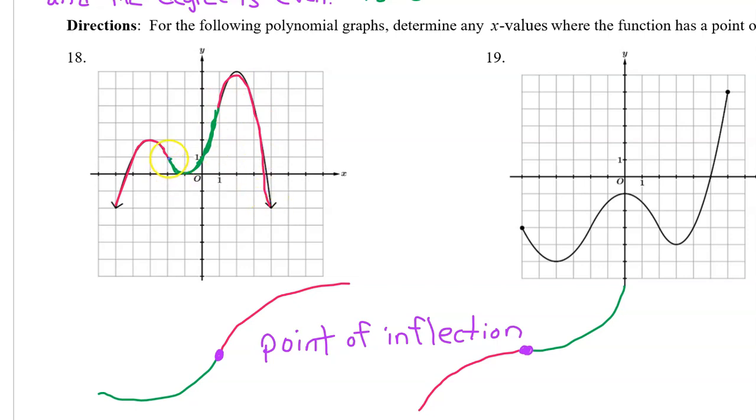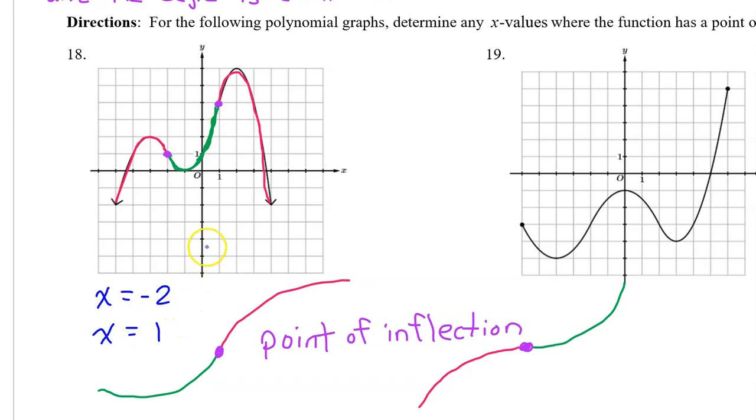That means we have a point of inflection that is about here, and I'm estimating a little bit, but I'm going to say we have a point of inflection about here. So I'm going to say we have points of inflection at x equals -2 and x equals 1.